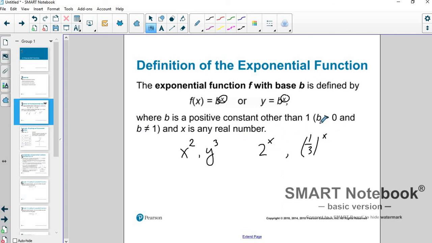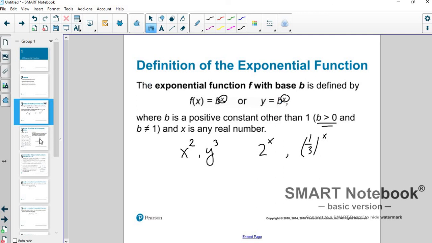Okay. The rules are that the base b, the constant that is being raised to the x power, has to be positive and it cannot be equal to 1. And think about it, 1 to any power is just 1, right? So that's not really anything but a constant function, so we're not going to call that an exponential function. But anything else, positive base, less than 1 or greater than 1, is good, okay?